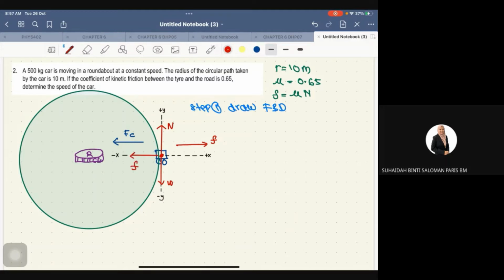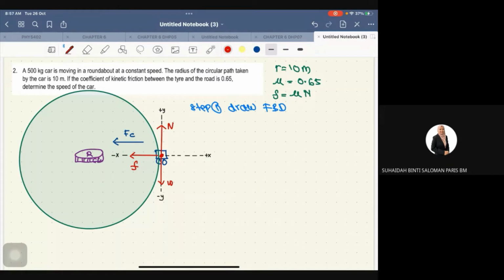Frictional force. Okay. So kat sini kita boleh nampak frictions contribute to the net force and then at the same time contribute nilai dia kepada FC. Okay, barulah FC ada nilai, then the FC boleh function sebagai force yang keep the object to move in circular motion. So pentingnya draw FBD. Okay.